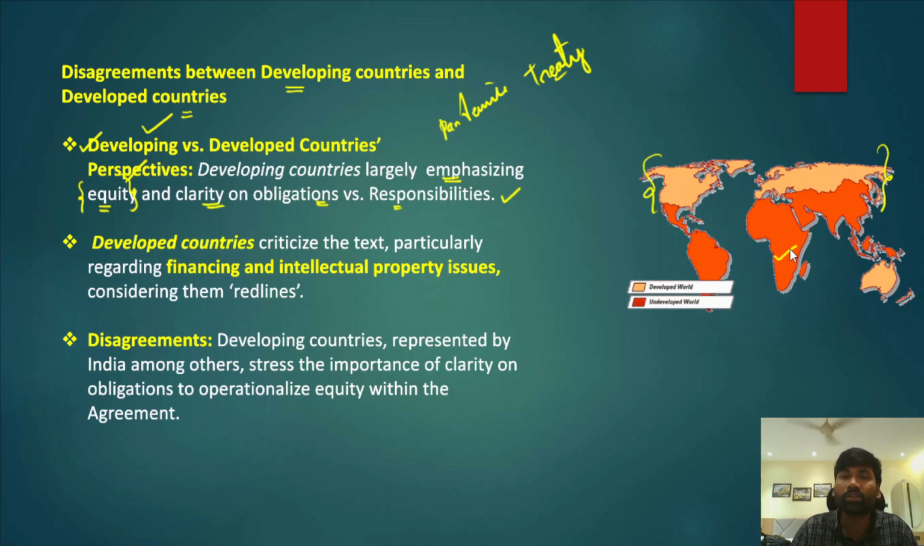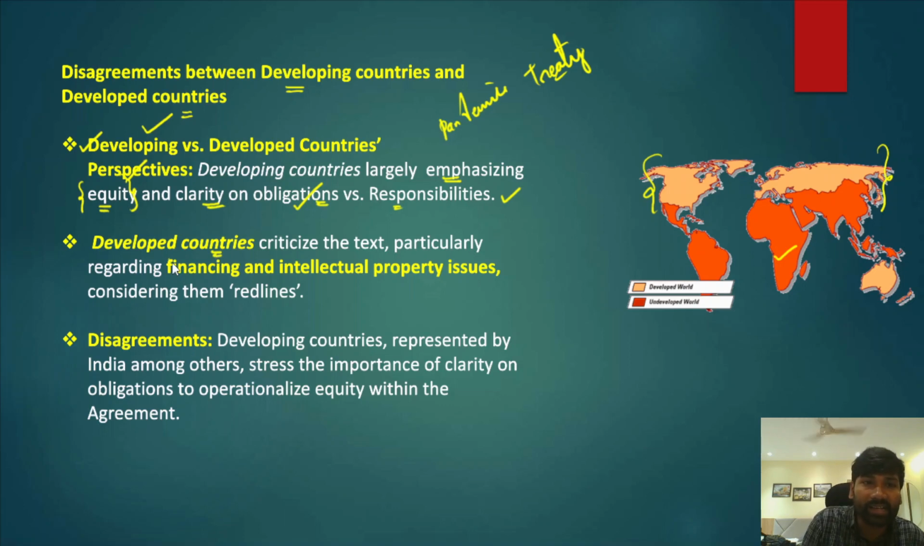They have higher levels of population, lower levels of technology. So therefore, the developed countries are actually responsible for the climate change. So they need to have a greater responsibility towards this when it comes to financing the pandemic treaty. After that, the developed countries have been criticizing this particular text of the pandemic treaty.